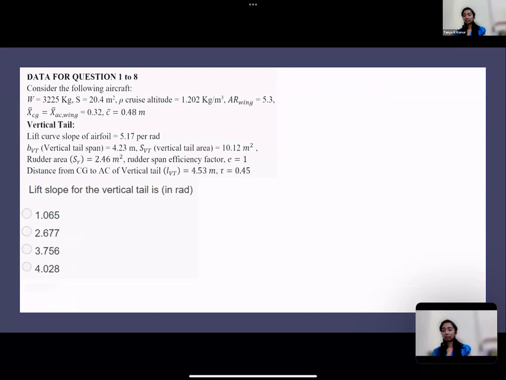The lift slope for the vertical tail. Lift curve slope of the vertical tail. How do you find this? How do you go about doing this? They've given you the lift curve slope of the airfoil. How do you find it for the tail? Take a moment, try to do this, and then I'll give you the formula and we'll try solving it. Hint is in what I've underlined. Lift curve slope of the airfoil of the vertical tail is given. So how do you find the lift curve slope of the tail?